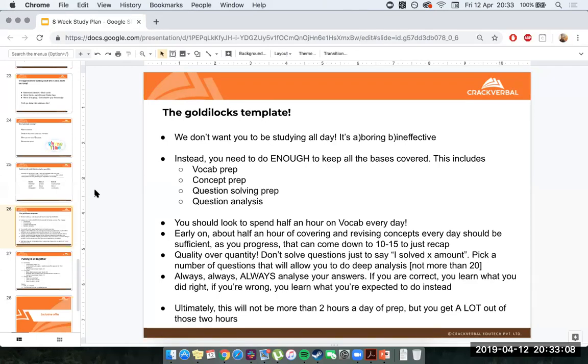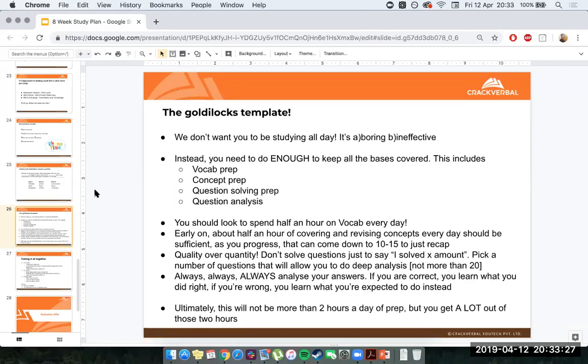You want to spend about half an hour on vocab, right? Even if it's like 20 minutes, that's fine. I put half an hour as a max number. In all these cases, I put something on the higher side. Half an hour for vocab would be ideal. If you can't do it, do 20 minutes, do 15 minutes, but do something. Make sure you do some vocab.